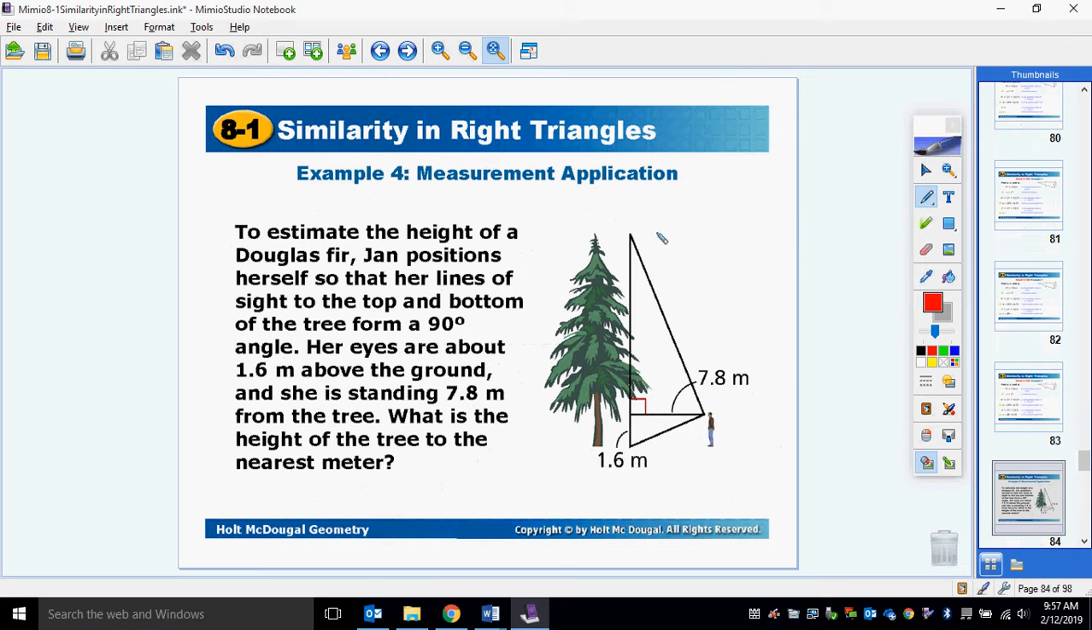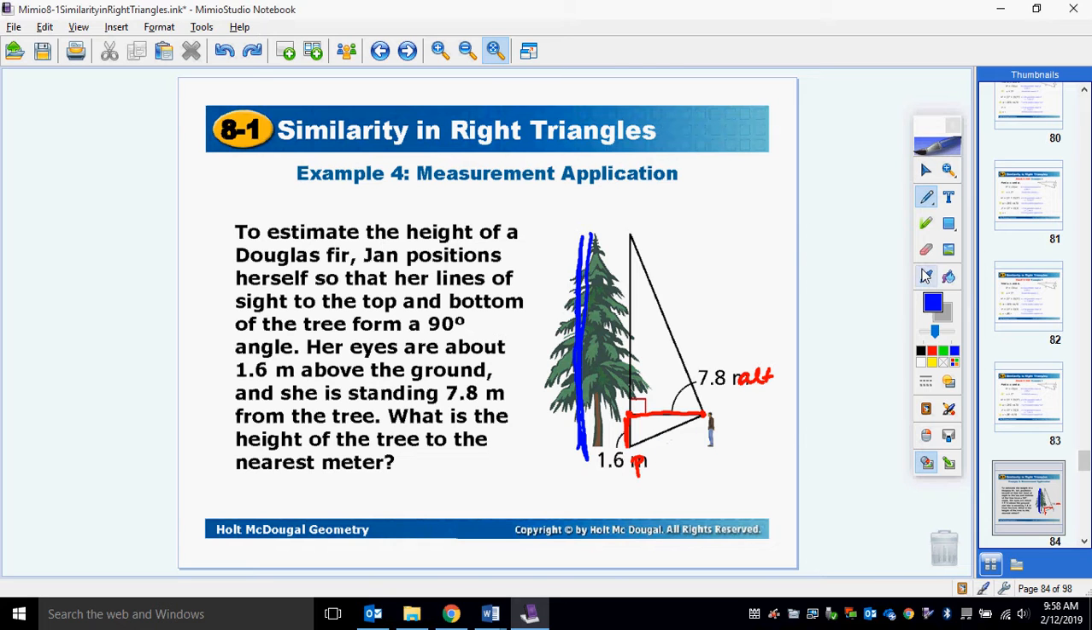Okay, here's another example. Again, I just have an altitude. It's going from this right angle out to the hypotenuse. So 7.8 is my altitude, and I'm given a piece. So I know altitude, and I know one of my pieces, and I want to know what is the height of the tree to the nearest meter. So the height of the tree represents the hypotenuse of your big triangle. So I'm going to try to find the hypotenuse, and I know the altitude, and I know a piece.